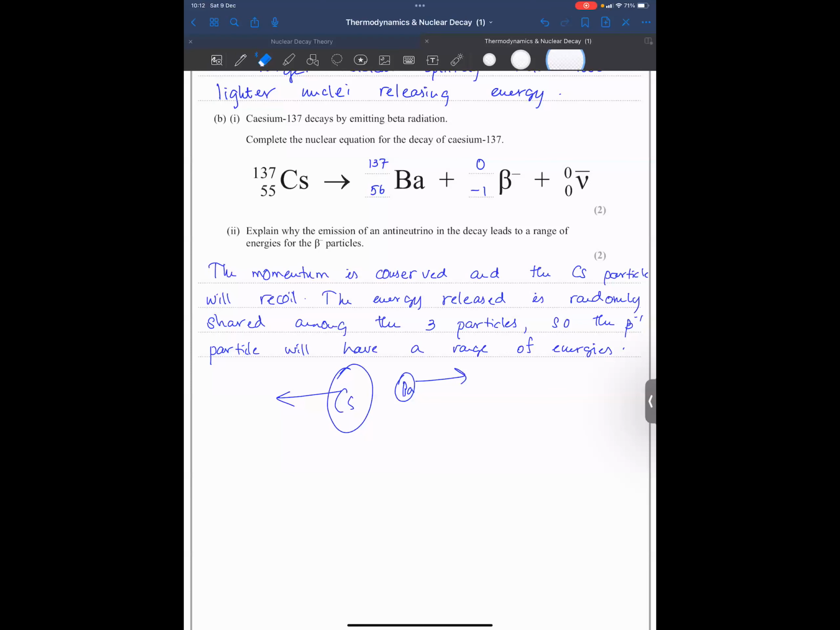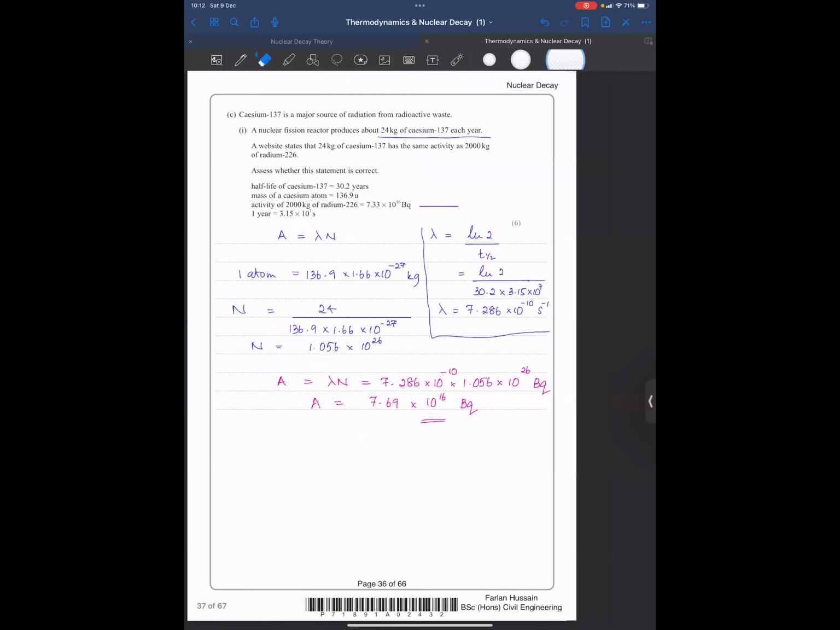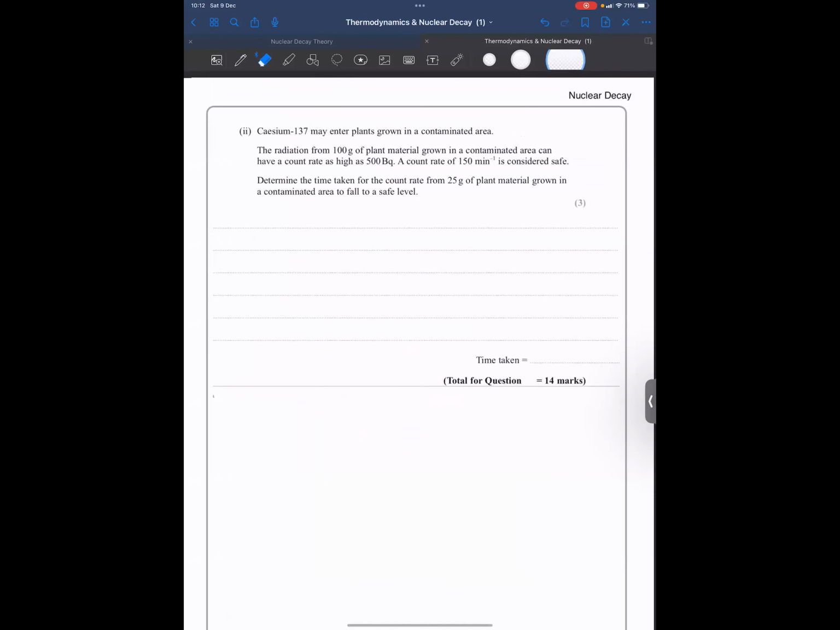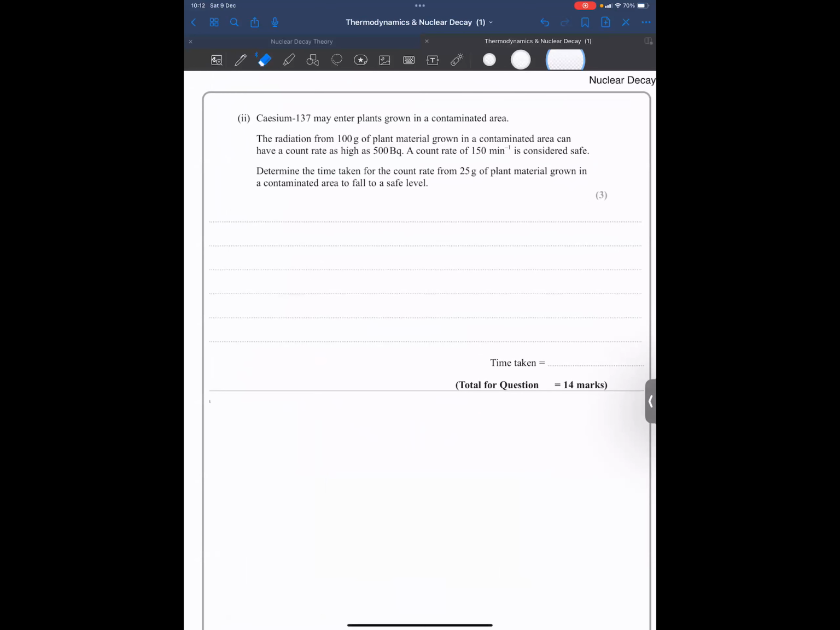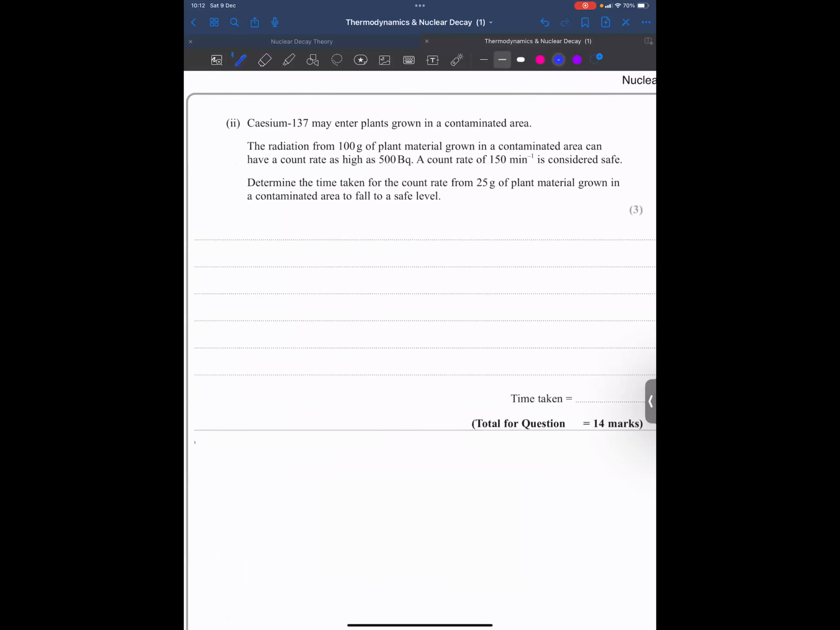So what do you mean by the cesium particle will recoil? We have done the parts C part 1, C part 2. Cesium-137 may enter plants grown in the contaminated area. The radiation from 100 grams of plant material grown in a contaminated area can have a count rate as high as 500 becquerels.